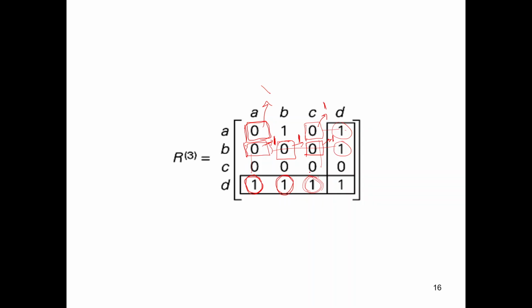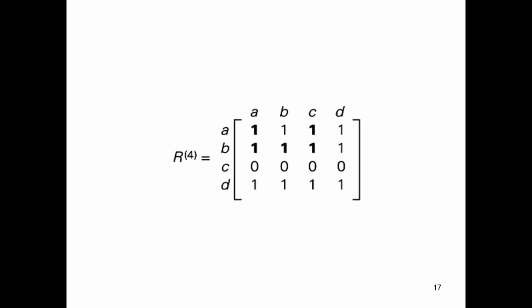So our final R raised to 4 will look like this. Did I miss anything? No, right? So this is R raised to 4, and this is our final transitive closure. Nothing else is left. This is our final transitive closure.